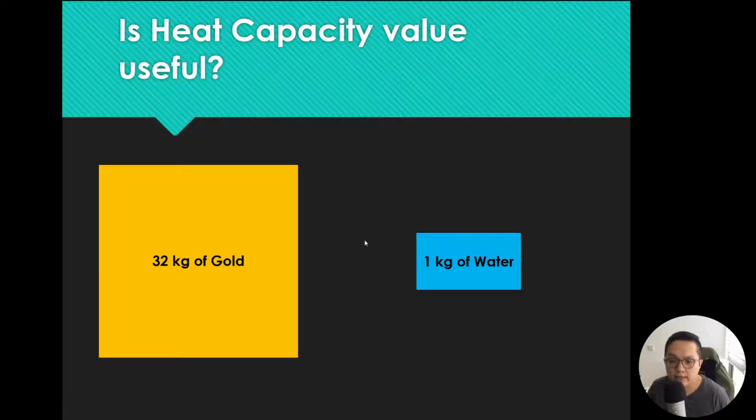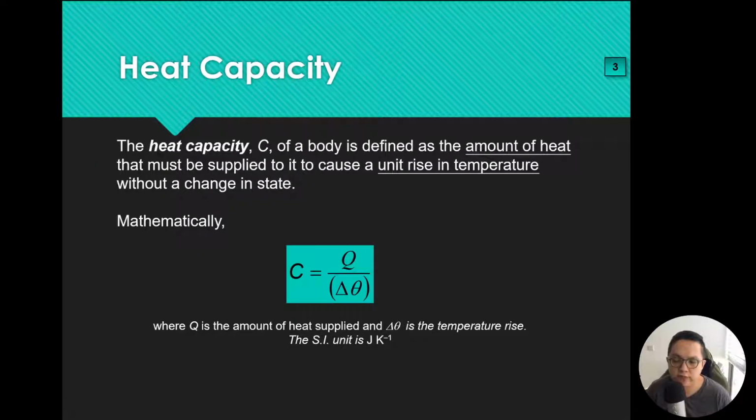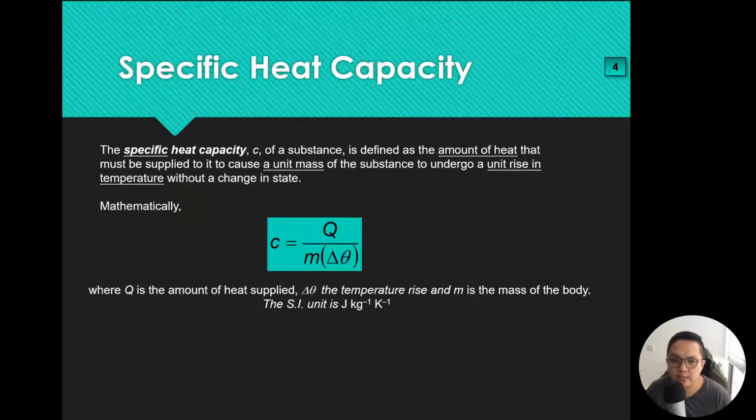If I give you another sample of 1 kg of gold, you expect it to gain more temperature with the same heat supply. So we need to go one more step. Can we just divide by delta theta, or should I also bring in mass? When you bring in mass, you get specific heat capacity.